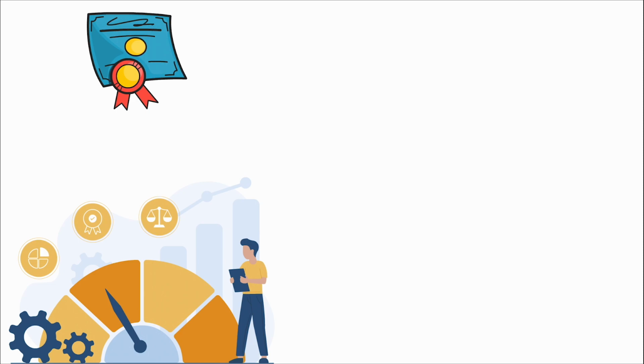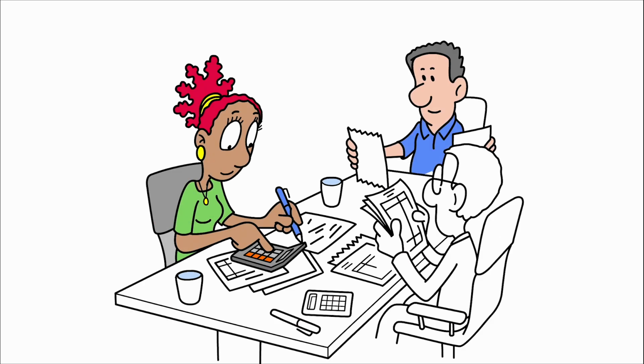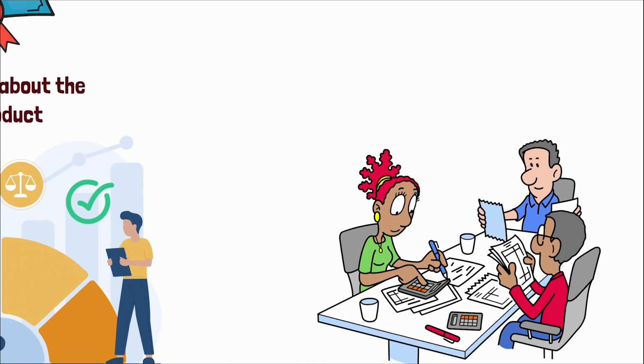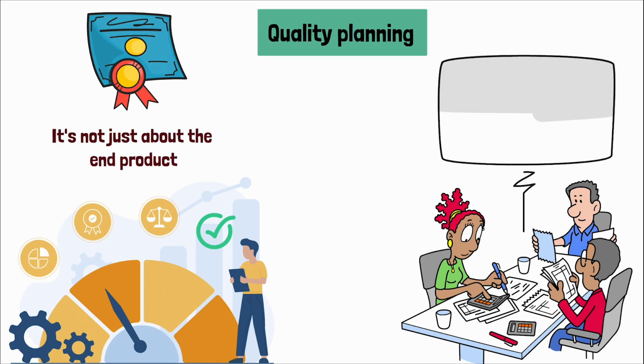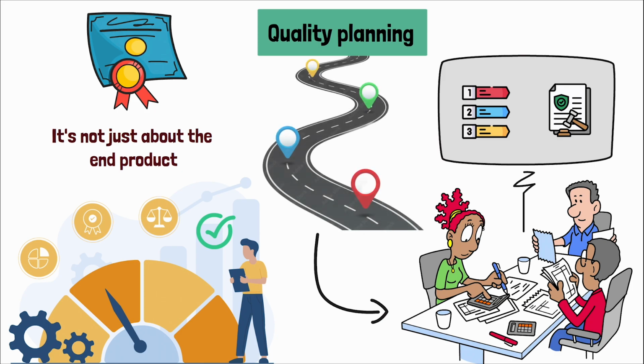At the heart of project quality is the understanding that it is the degree to which the project fulfills requirements. It's not just about the end product, it's about the processes that lead there. Quality planning, therefore, is the process of identifying the quality standards relevant to the project and determining how to satisfy them. It involves a thorough consideration of the stakeholders' expectations and the regulatory framework governing the project's deliverables.